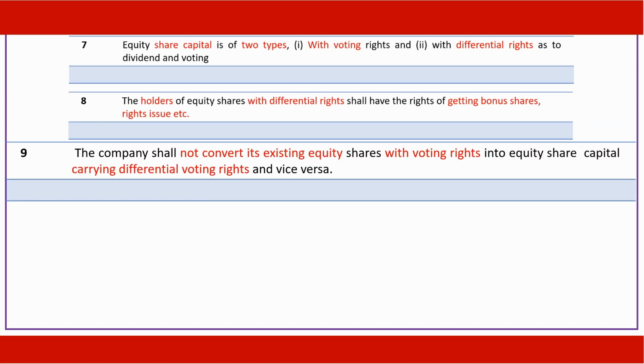A company is prohibited from converting one class of equity into another. That is, existing equity shares with voting rights cannot be converted into equity carrying differential voting right and vice versa. They should continue in their original classification.